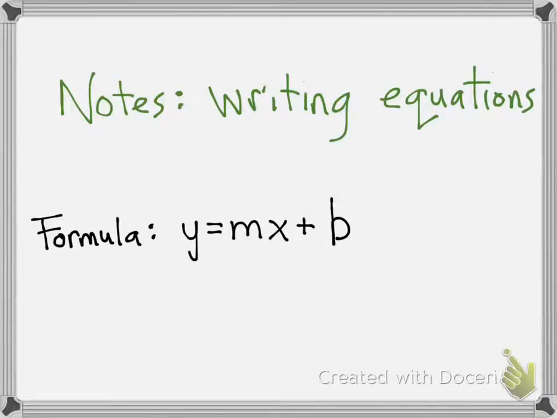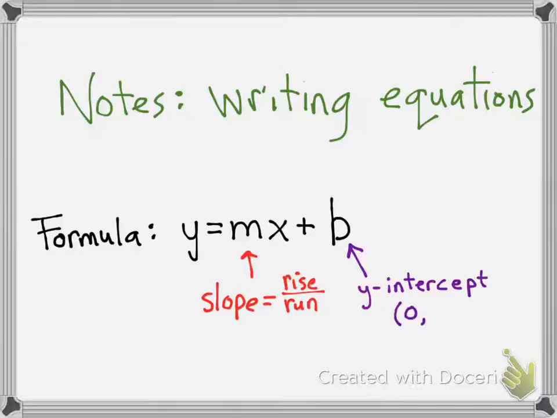To write the equation for a line, we're going to use the formula y equals mx plus b. This is called the slope-intercept formula because the m, which is the number in front of x, stands for the slope, which is rise over run, how far up and how far over that line goes between points. The number at the end, b, is the y-intercept.